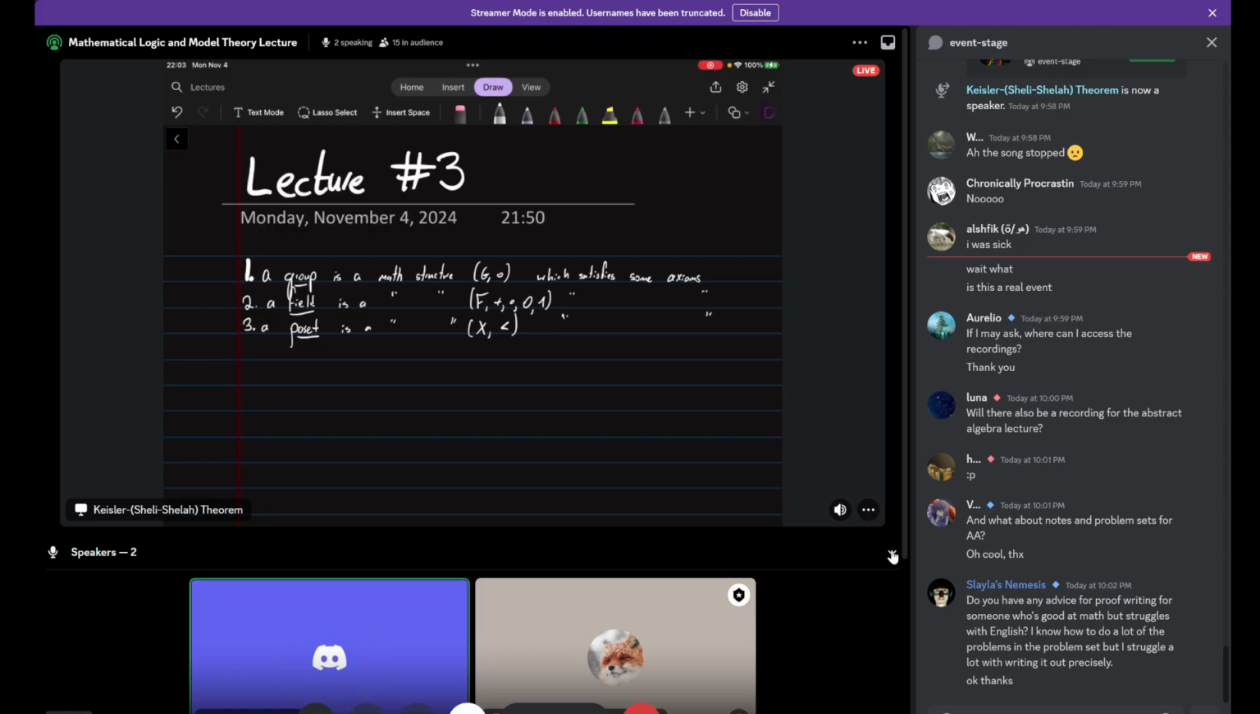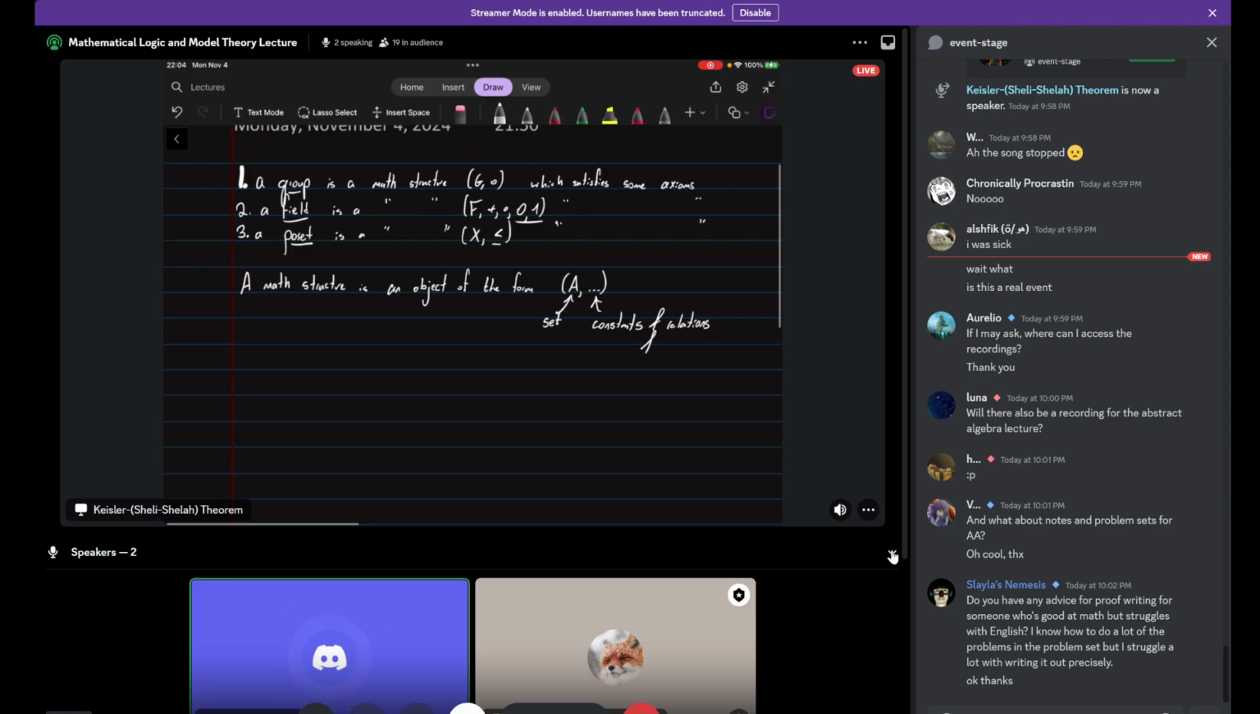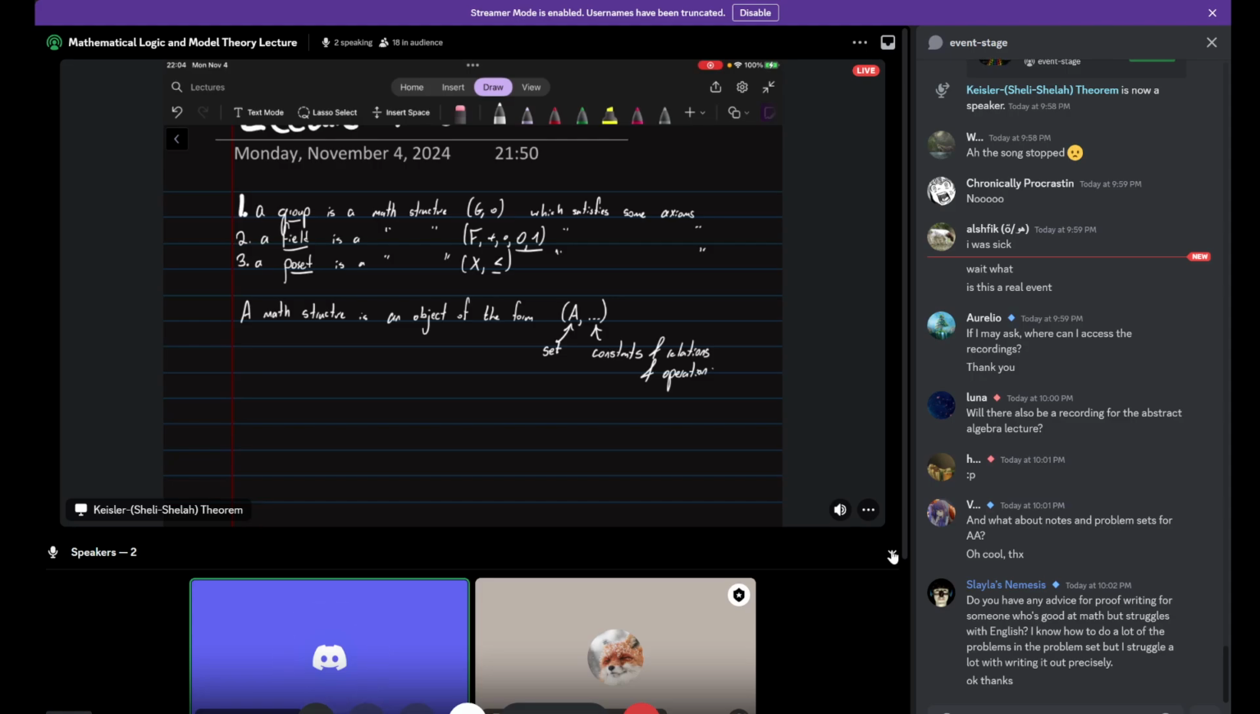So in general, what we see here is a math structure is an object of the form A, dot dot dot. So we have a set and then some constants, right? We have constants from fields and relations from partially ordered sets. We have a relation here and operations, right? We have addition, multiplication, and whatnot. And that seems to be the pattern with mathematical structures.